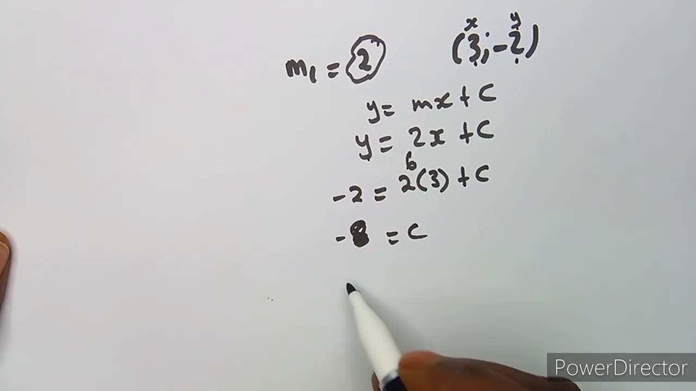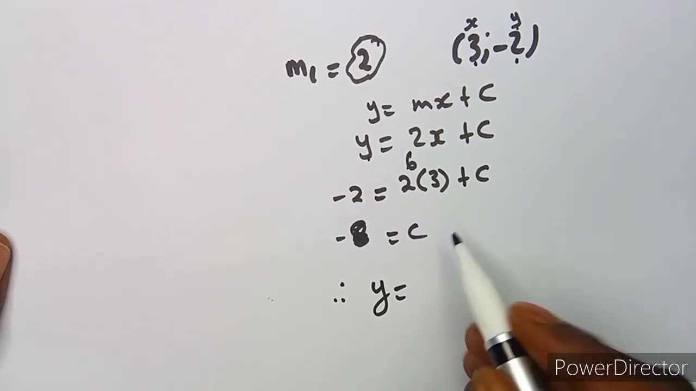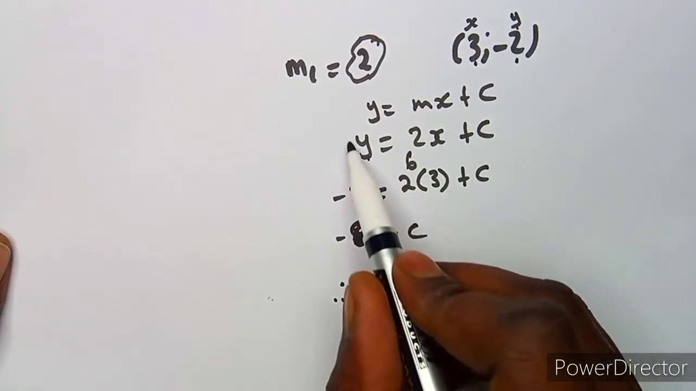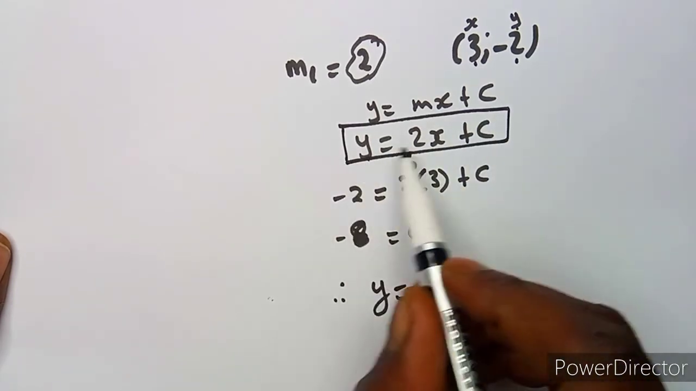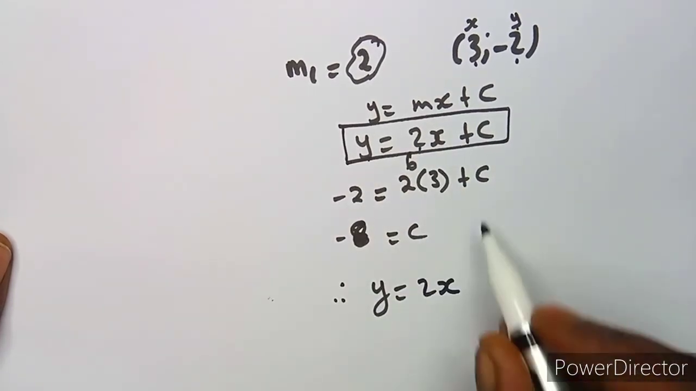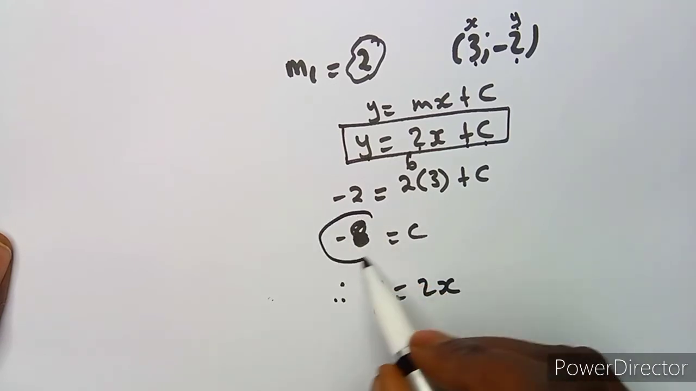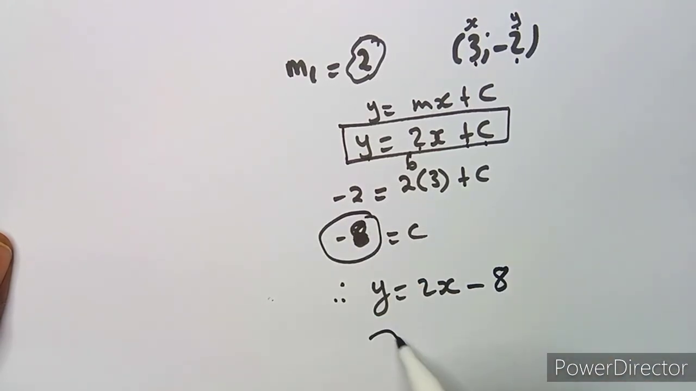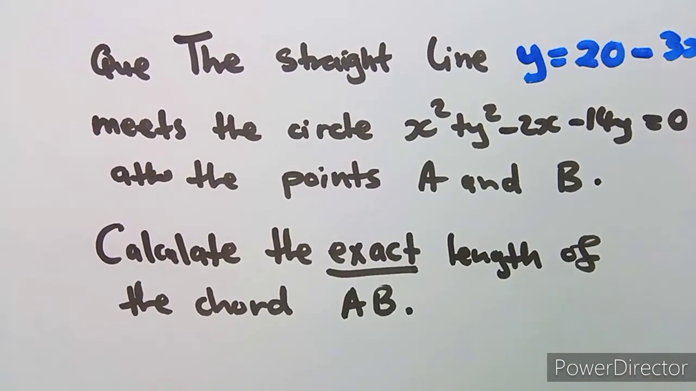So therefore, our equation will be 2x. We now go back here because we have got everything now. It's 2x + c, of which our c is -8. So that will be the equation of the line: y = 2x - 8. Like I said, guys, these are the typical questions that you have, and all you need is to work as many questions as possible.